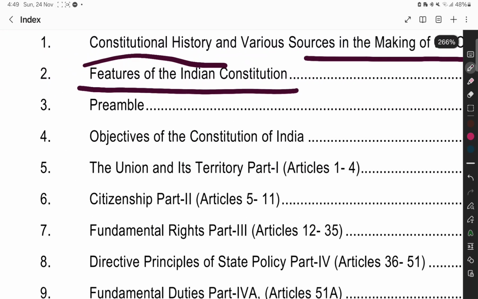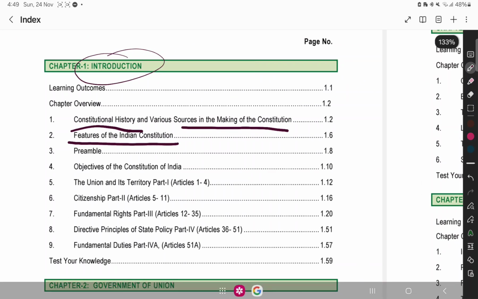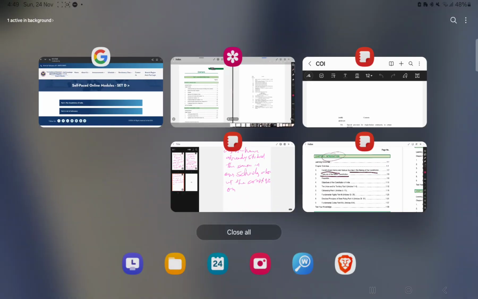Then we are studying the preamble, which we have given to ourselves. So let's take a look at what the preamble is.